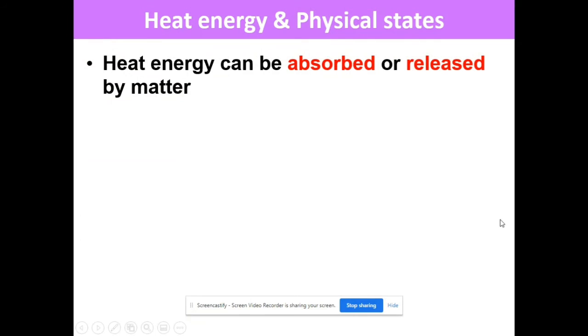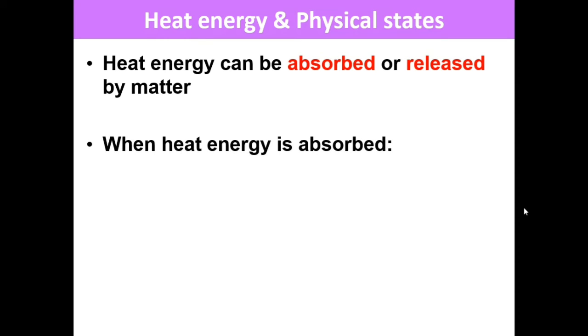I want you to look at this now: heat energy and physical state. One thing that you need to understand is heat energy has a direction. It goes from a hot object to a cooler object. During that process, heat energy can be absorbed by the colder object, and on the other side of that coin, heat energy can be released by the hotter matter. So think about the direction.